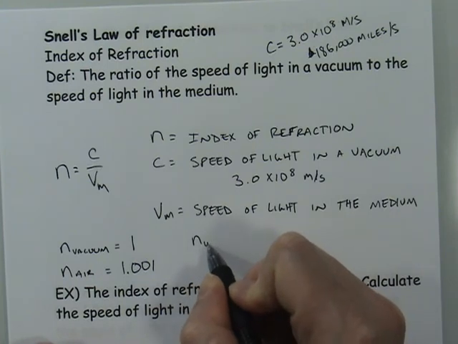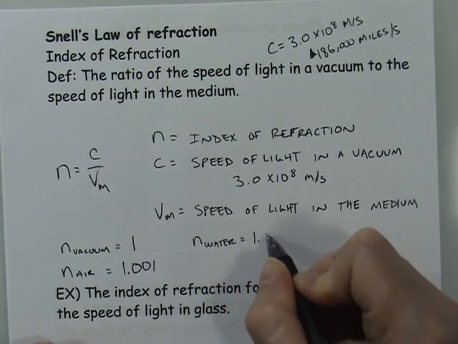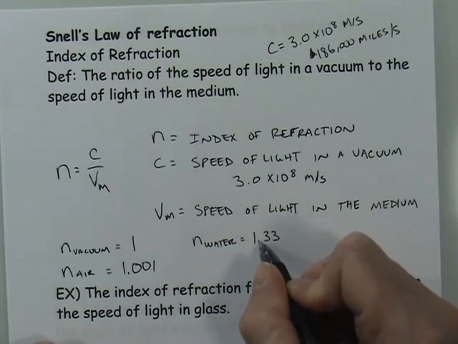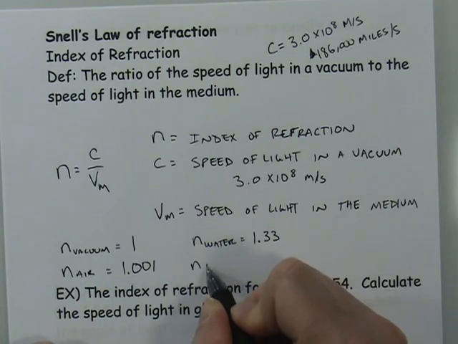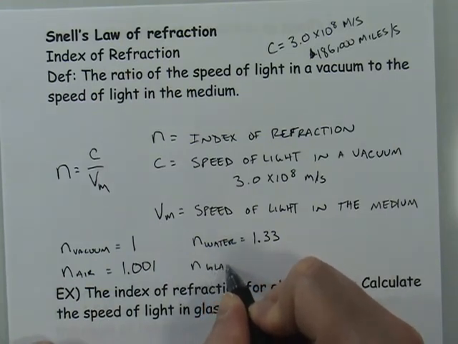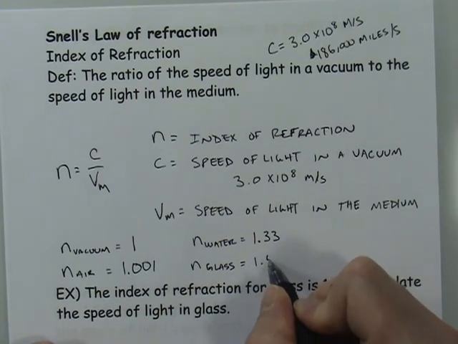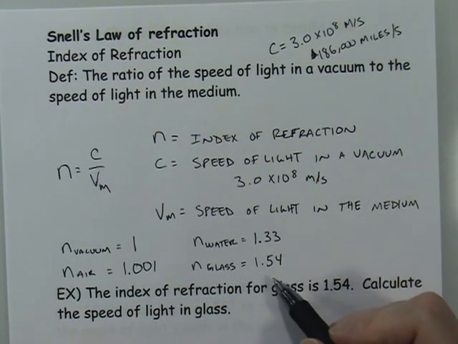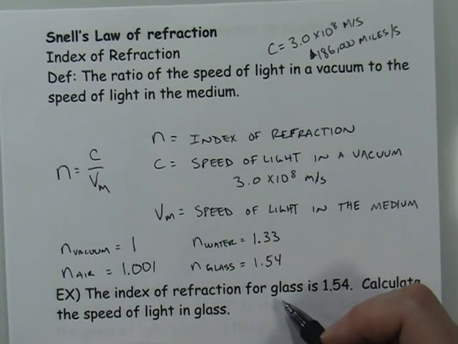We can imagine n for water. In water, the index of refraction does depend on what's in the water, but typically it is around 1.33. The index of refraction for glass can vary a lot. However, in general, it's going to be somewhere around 1.54, could be down to like 1.4 or up to maybe like 1.6, depending on what kind of glass. There's all different types of glasses.